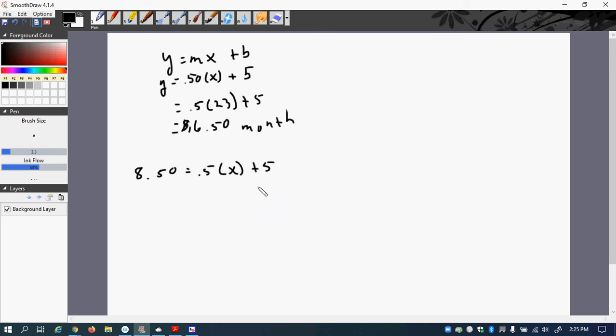So I'm going to minus the $5 first, and I get $3.50 equal to 0.5 times x. Now I'm going to divide by the 0.5. So we take $3.50 and divide it by 0.5, and we get 7 as our x. And so that must be 7 minutes that the person only talked for that month, which is unbelievable because most people talk way more than that. And so anyways, this is how we are going to use our equation in the real situation.